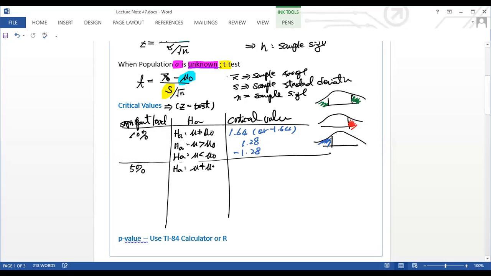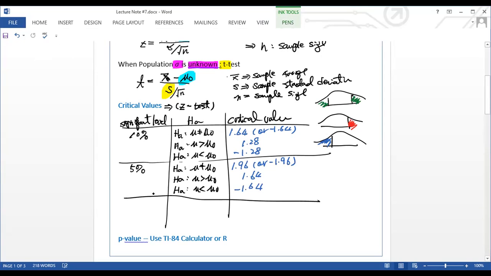The most frequently used ones, like the 10%, 5%, and the 1%, right? So this is mu greater than mu 0, and this is mu less than mu 0. If you want to write it, you can write it. This is 1.96 or negative 1.96. If you don't want to write it, you can always go to the table and find it. This is 1.64. This is negative 1.64 here. And then the same things here.